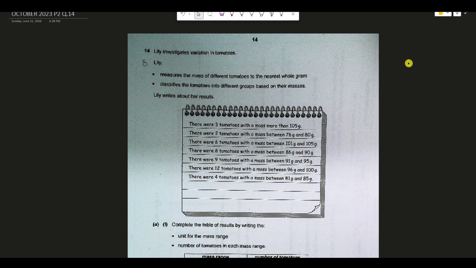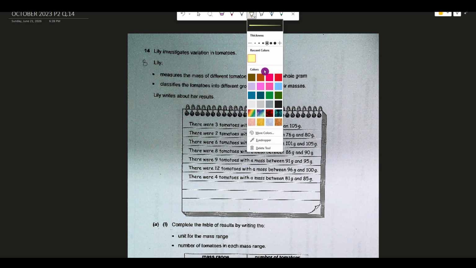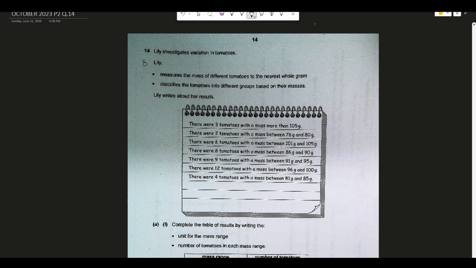Now this particular question, it is saying that, I'll try to change the ink. Let me see if I can. Fine. Let me see.